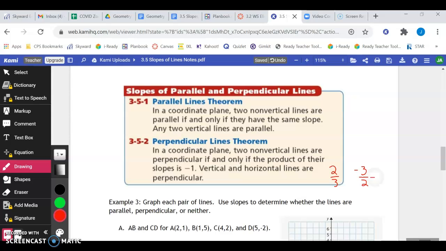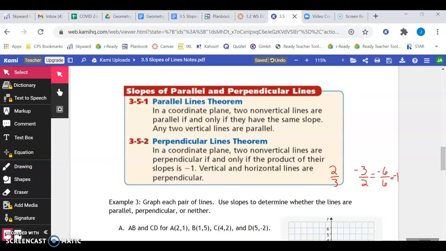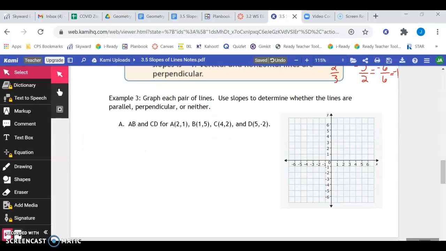And then if we multiplied that together, we would get -6/6, which is -1, which is what they talk about in the theorem. And then vertical and horizontal lines are automatically perpendicular. So straight up and down, straight across horizontally, those are automatically perpendicular. So a slope of 0 and a slope of undefined.